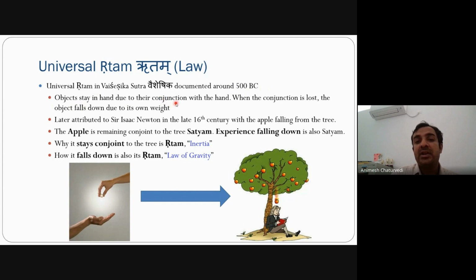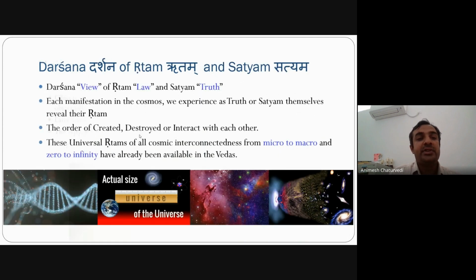Then when there's conjunction of hand and an object, if there's no conjunction, then the object will fall down, which was attributed later to Sir Isaac Newton in the 16th century. When an apple falls down from the tree, that is Satyam, and experiencing that fall is also Satyam. And then conjunction, to stay connected, is basically a rhythm, that is inertia. And falling down is also related to gravity, and that is also a rhythm of this universe.